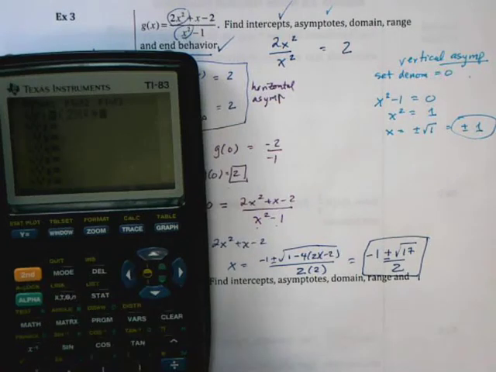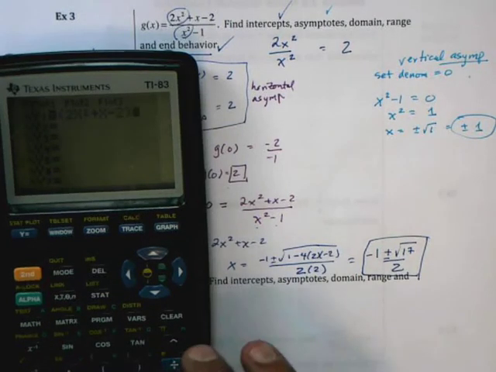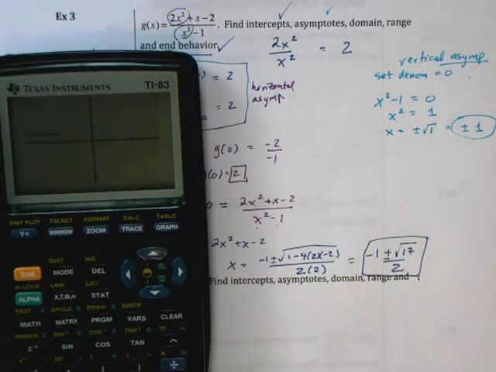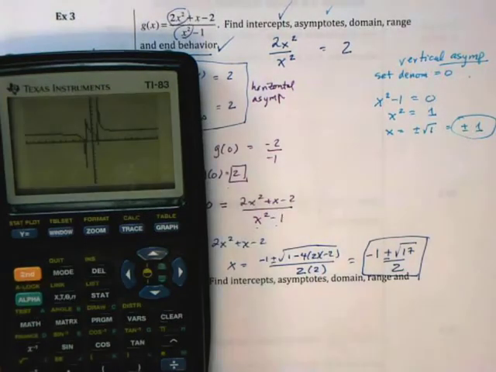2x squared plus x minus 2 divided by x squared minus 1. Okay. Let's start out with the standard window. And that looks a little bit weird, so I'm going to sketch it out here so that we can see it a little bit better.